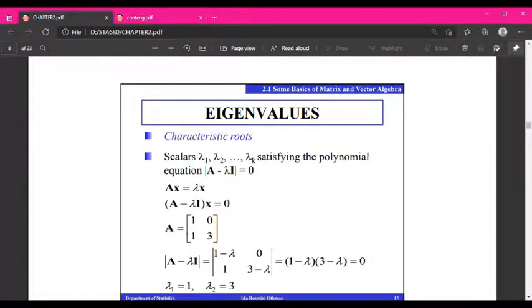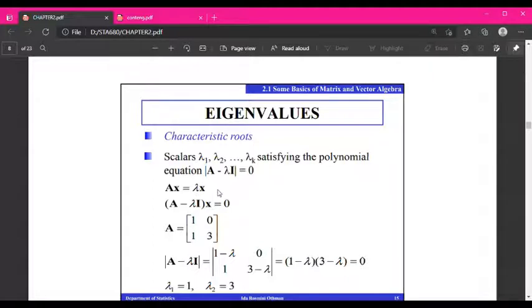Okay, so we can find the eigenvalues. The notationnya adalah lambda, and we also can find its corresponding eigenvectors for each of the eigenvalues. So kita akan gunakan konsep yakni it will satisfy this equation, which is Ax equal to lambda x. A adalah our matrix, x adalah eigenvectors, lambda adalah eigenvalues. Yang kita nak cari adalah eigenvalues, lambda, dan its corresponding eigenvectors, x. When we have the matrix A, we find the eigenvalues and eigenvectors for matrix A.